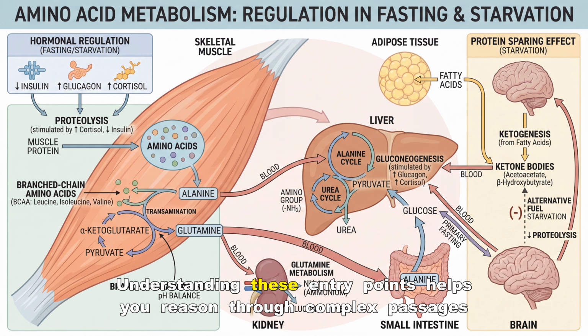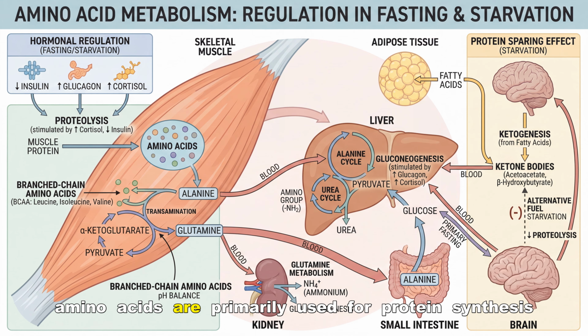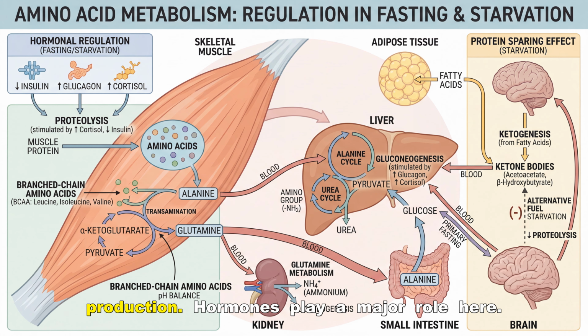Understanding these entry points helps you reason through complex passages where multiple pathways intersect, especially in tissues like liver and muscle. Amino acid metabolism is tightly regulated and increases during fasting or starvation to support energy needs. Under normal fed conditions, amino acids are primarily used for protein synthesis and maintenance, but when glucose availability drops, the body shifts its priorities. During fasting, muscle proteins are broken down to release amino acids, which are transported to the liver for gluconeogenesis and energy production.